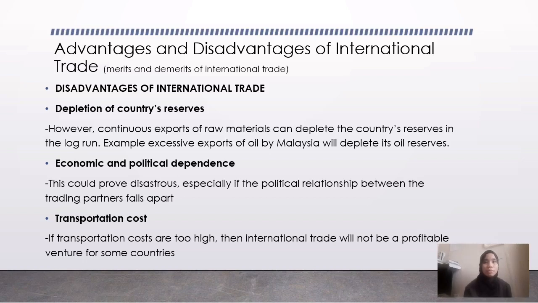Second is economic and political dependence. International trade may cause economic and political dependence between countries. This could prove disastrous, especially if the political relationship between the trading partners falls apart. Lastly is transportation costs. The assumption in comparative advantage is that no transportation costs are incurred, but if the transportation costs are too high, then international trade will not be a profitable venture for some countries.